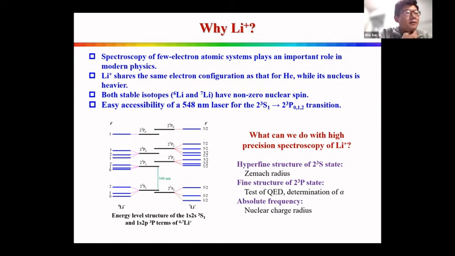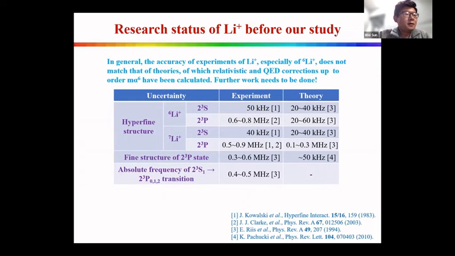Finally, from the experimental point of view, a narrow linewidth laser for the 2s2p triplet transition is easy to access. So, the spectroscopic accuracies of the lithium ion up till now are listed in this table.